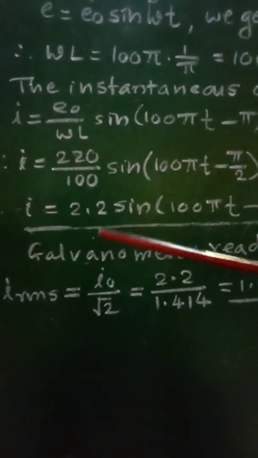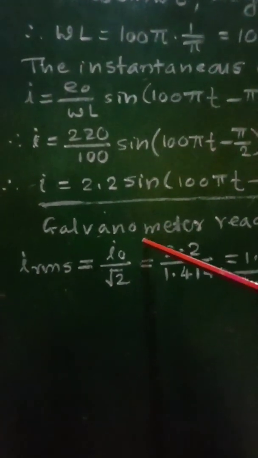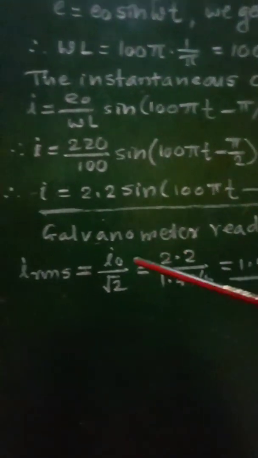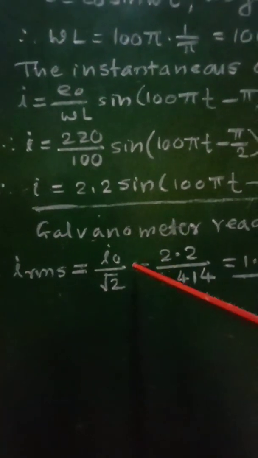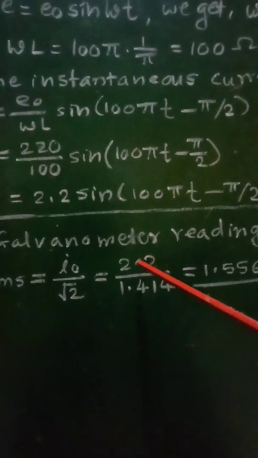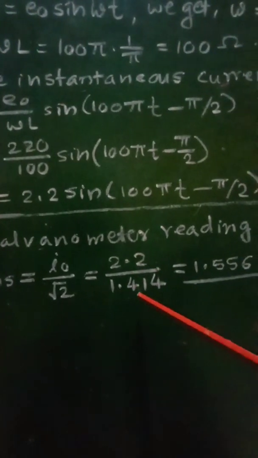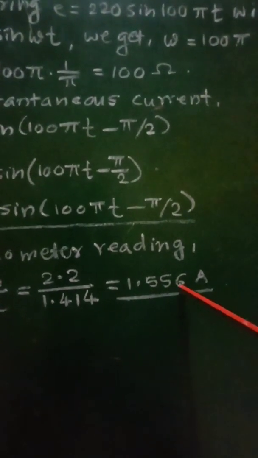Then we can find the galvanometer reading. The RMS value of current will be measured with the help of an AC galvanometer, and therefore IRMS will be equal to I0 by root 2, that is 2.2 divided by 1.414, which comes out to be 1.556 ampere.